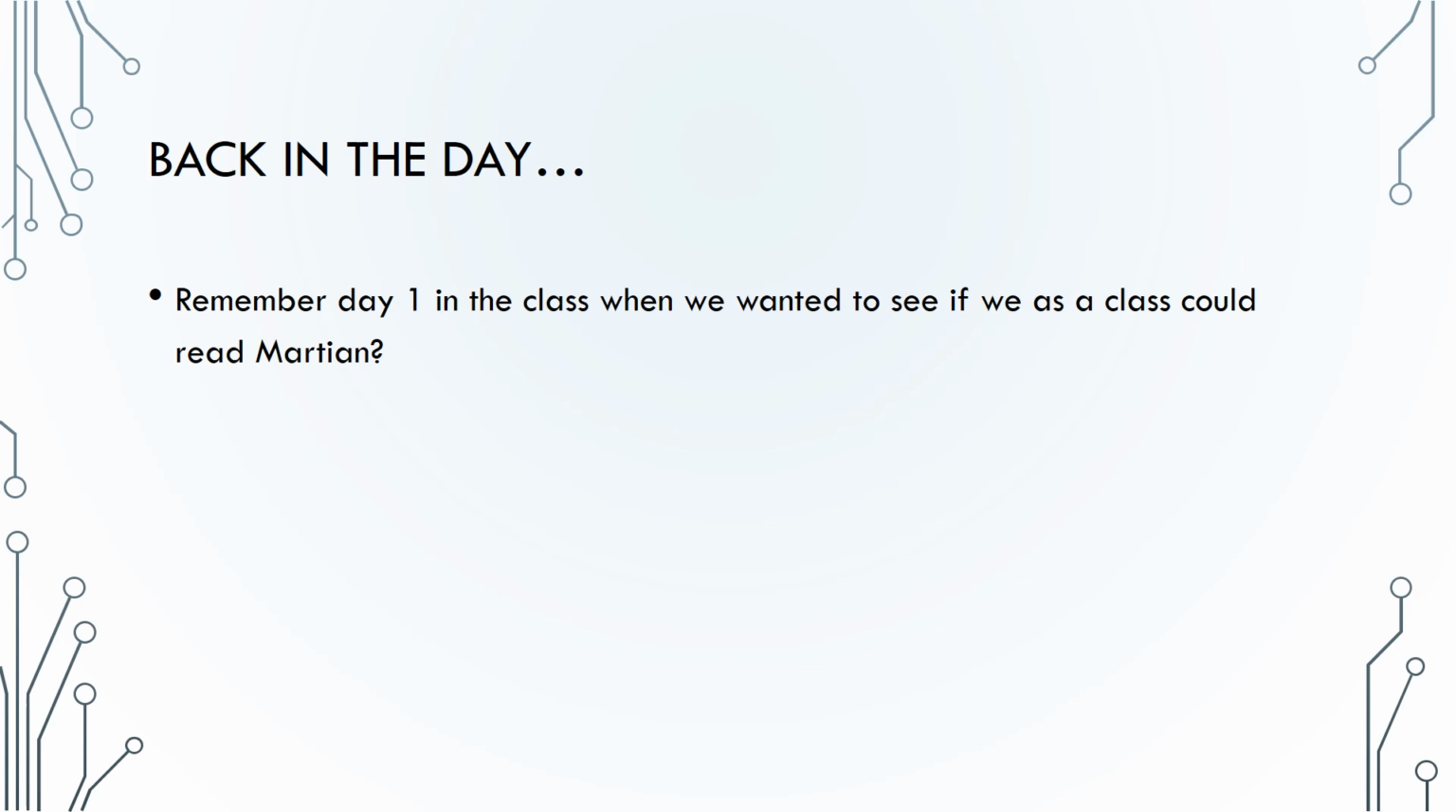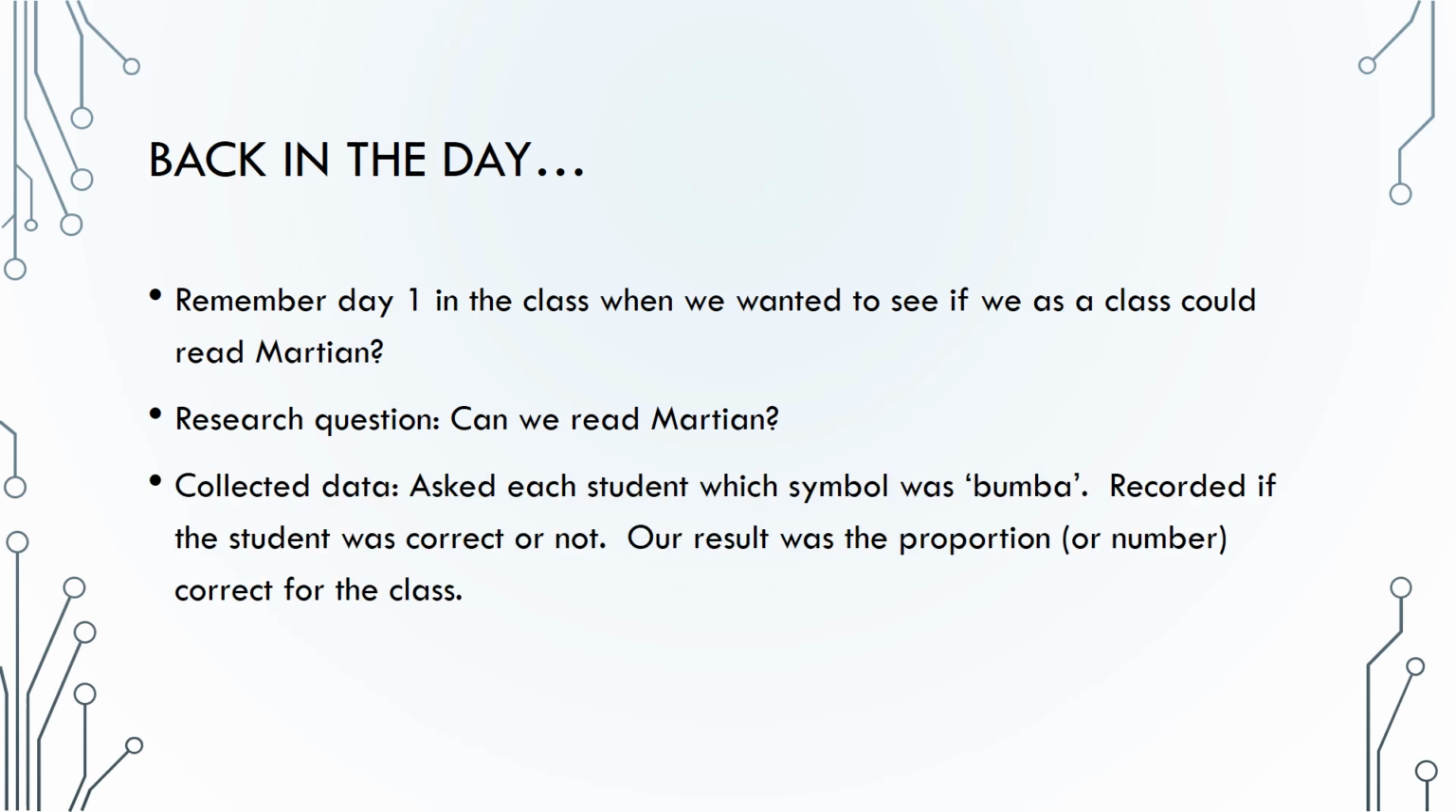Remember day 1 in the class when we wanted to see if we as a class could read Martian? Look back over that activity. We will use it to review Section 1.1 in this video. The research question from day 1 was, can we read Martian? And to collect data, we asked each student which symbol was Bumba, and then we recorded if the student was correct or not. Our result, or statistic, was the proportion or number correct for the class.